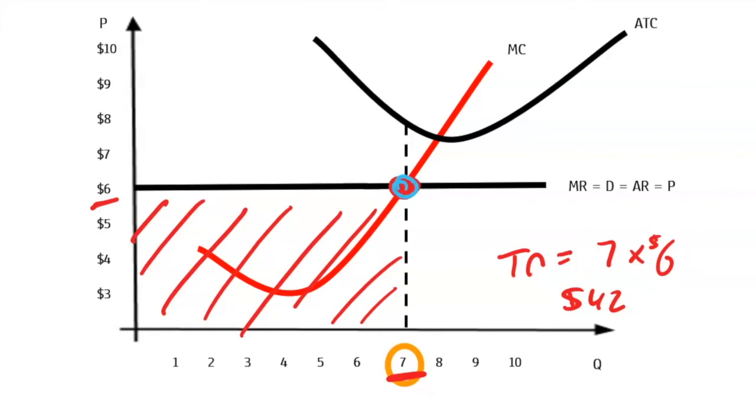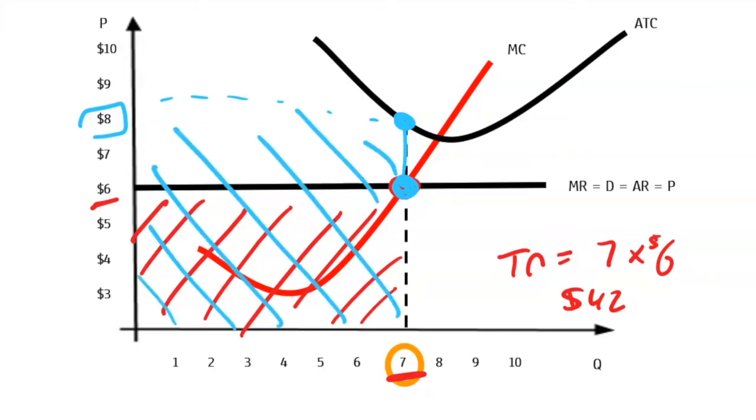Well, here we go to where MR equals MC. We go up at the 7 quantity mark to where it intersects with the average total cost curve. We go to the side and at $8. Which means that everything shaded in blue right here is going to represent our total cost. And so our total cost is just going to be the quantity, which is 7, times the $8, which gets us to $56 here.